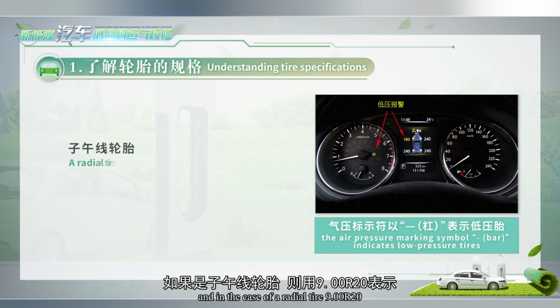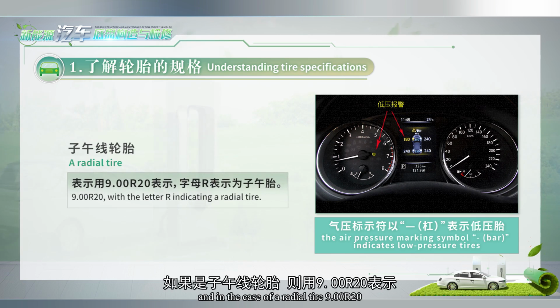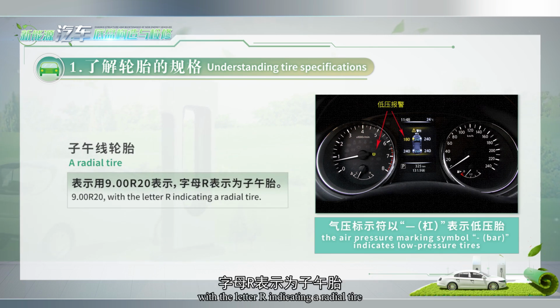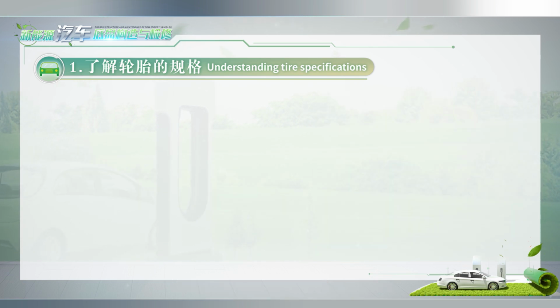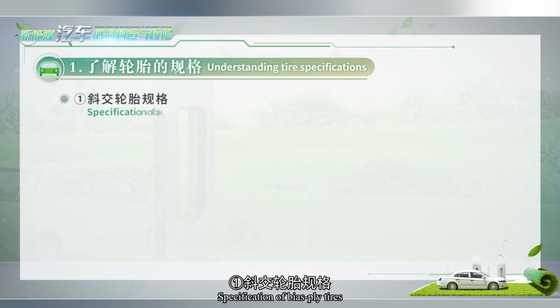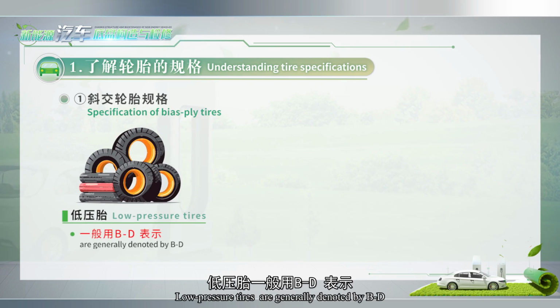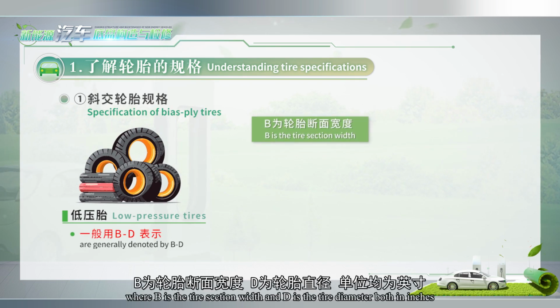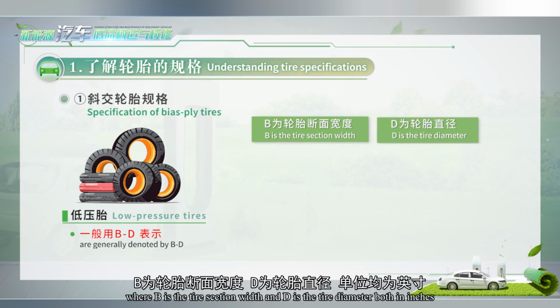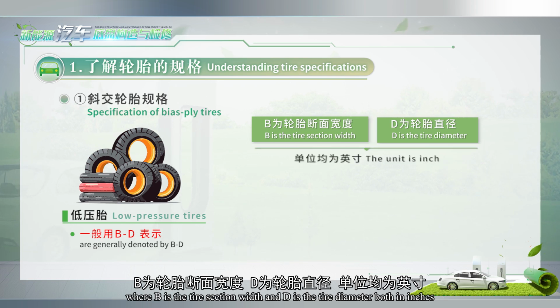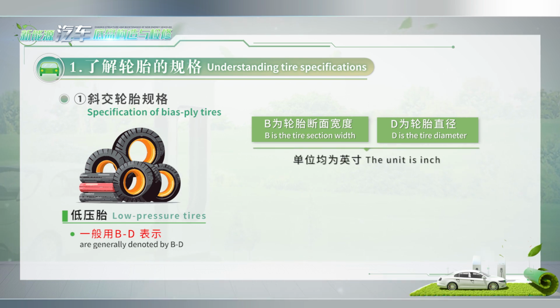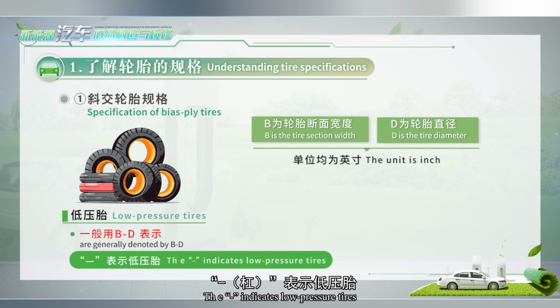And in the case of a radial tire, 9.00-20, with the letter R indicating a radial tire. 1. Specification for diagonal tires. Low-pressure tires are generally denoted by B-D, where B is the tire section width and D is the tire diameter, both in inches. That indicates low-pressure tires.